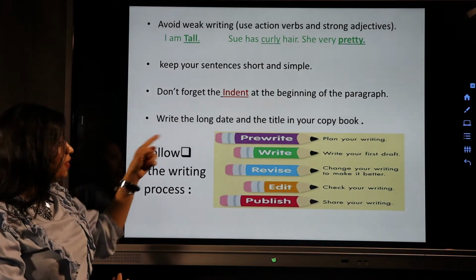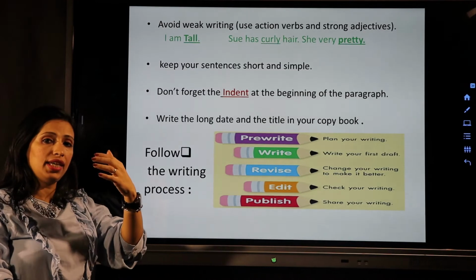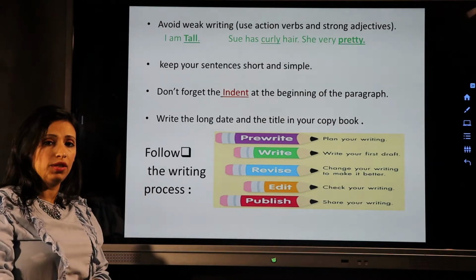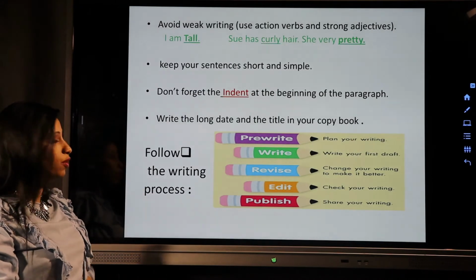Okay? Write the long date and the title in your copybook. Of course, you have to write the long date and the title of your topic in the middle of the copybook. Okay. Now, follow the writing process.